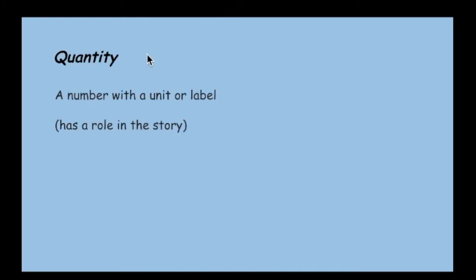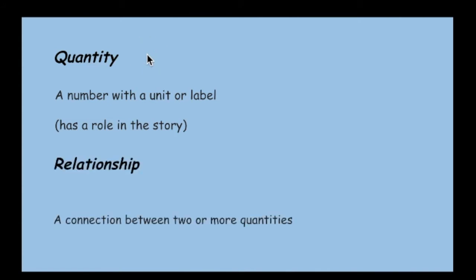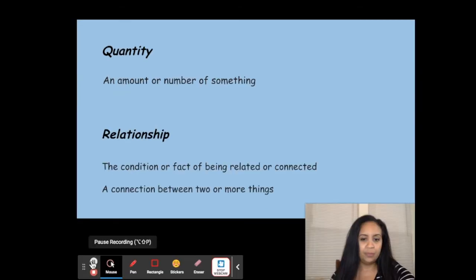Before delving any deeper into this routine, it is important to define these two words for your students. The first word is quantity, which means a number with a unit or label, and it has a role in the story or word problem stem. And the second word is relationship, which means a connection between two or more quantities in the word problem stem.